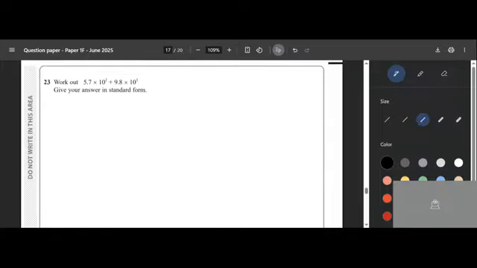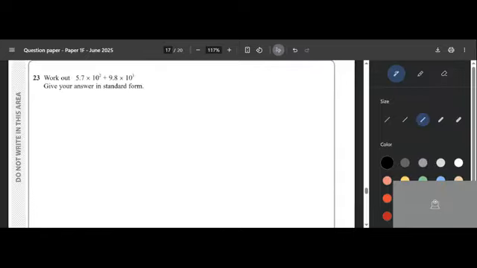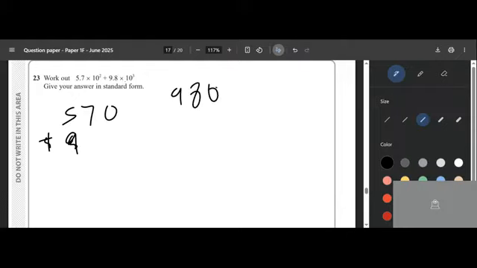Here we have got question 23. You are asked to work out and give your answer in standard form. So what you're going to do here, just multiply here 570. Then we are going to add this by 9,800, because the 10 is going to move the decimal to the right.